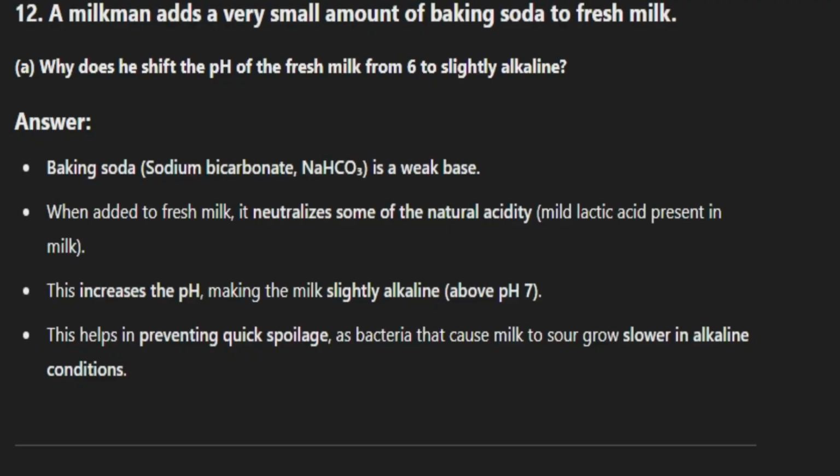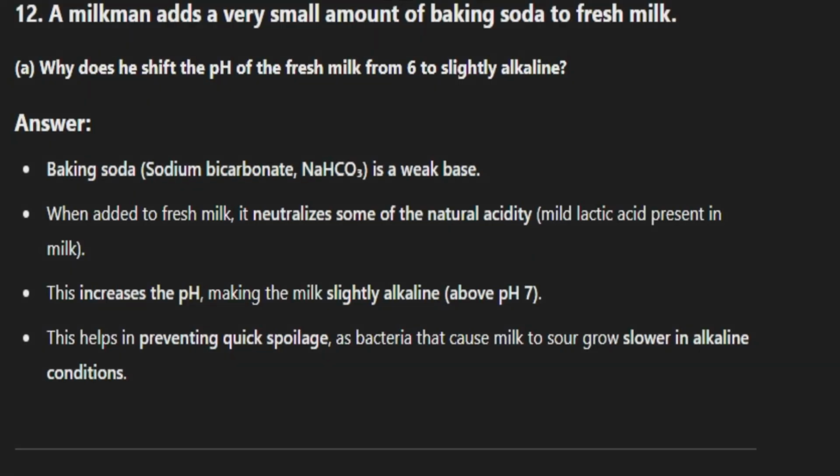12. A milkman adds a very small amount of baking soda to fresh milk. Why does he shift the pH of the fresh milk from 6 to slightly alkaline? Answer. Baking soda, sodium bicarbonate, NaHCO3, is a weak base. When added to fresh milk, it neutralizes some of the natural acidity, mild lactic acid, present in milk. This increases the pH, making the milk slightly alkaline, above pH 7. This helps in preventing quick spoilage, as bacteria that cause milk to sour grow slower in alkaline conditions.